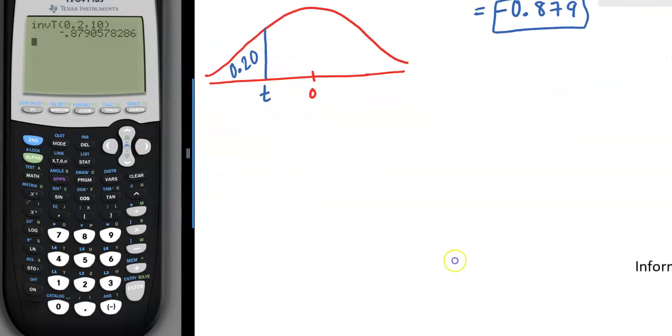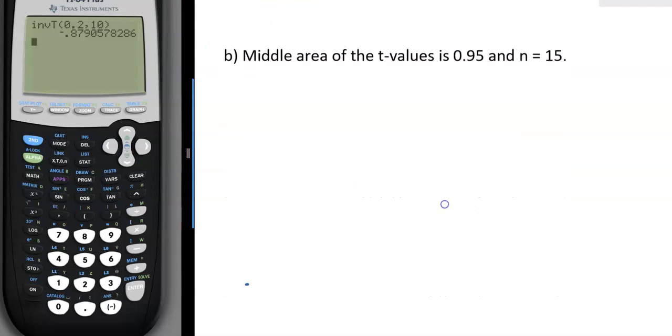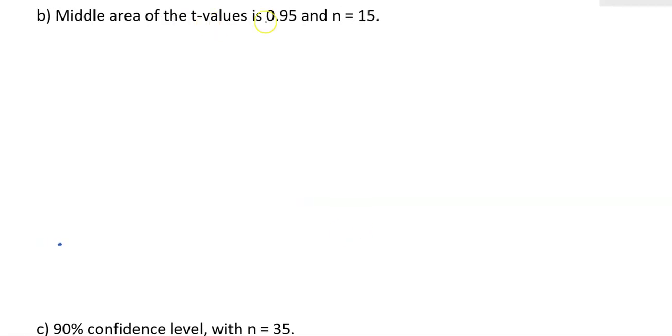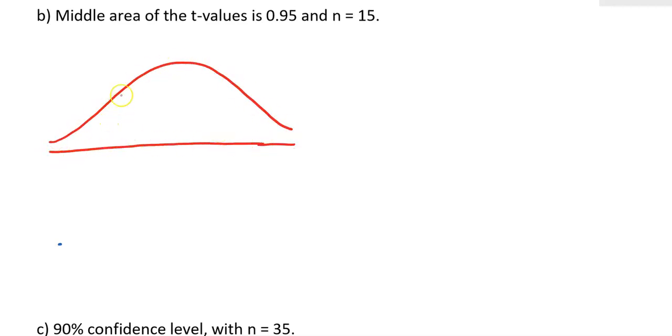Let's try one more problem. Now we have the middle area of the t values is 0.95 with n, the sample size, of 15. Again, let's see what's going on here with a picture, since now we're given the middle area. So here's 0, and the middle area given to us is 0.95. We're trying to find two t's, one on the left hand side and one on the right hand side. The one on the left hand side, the one in blue, right?